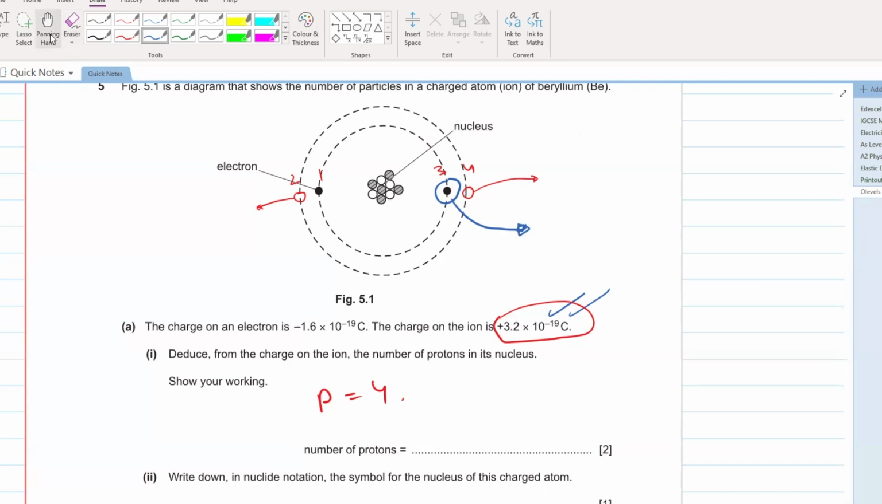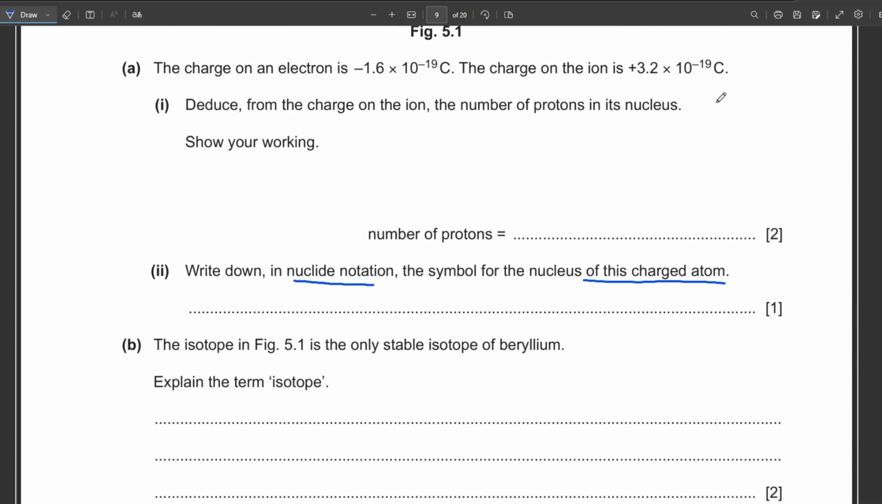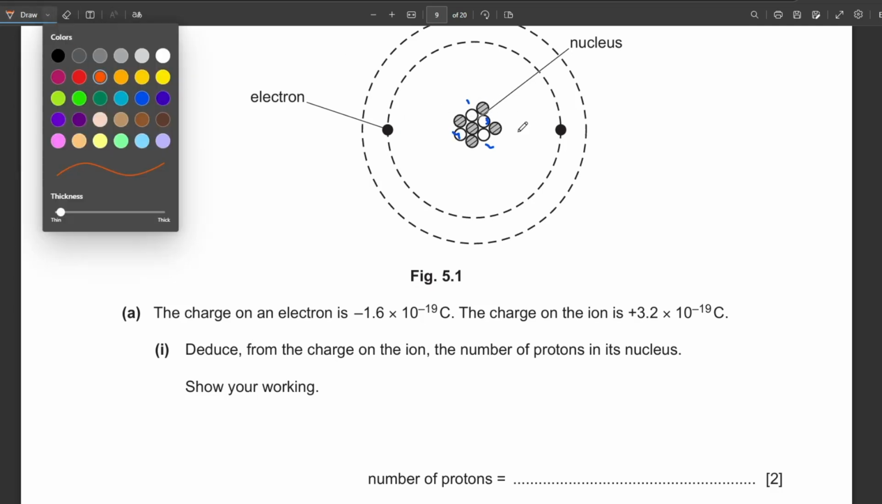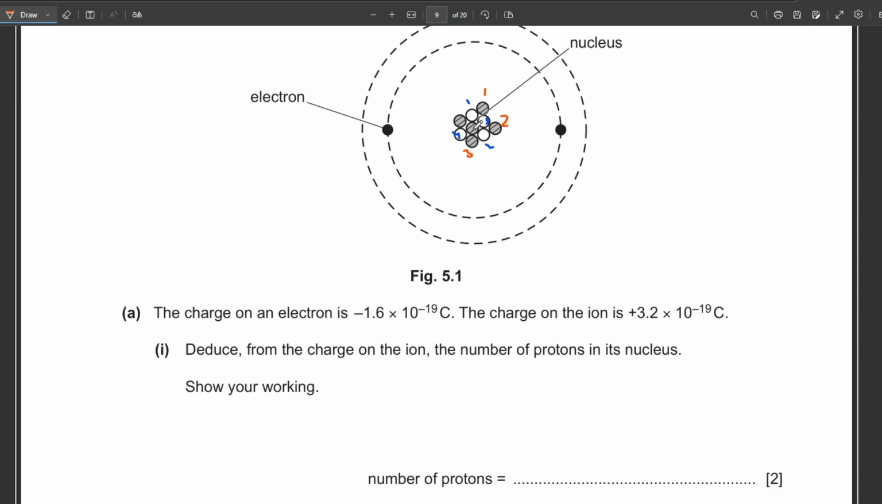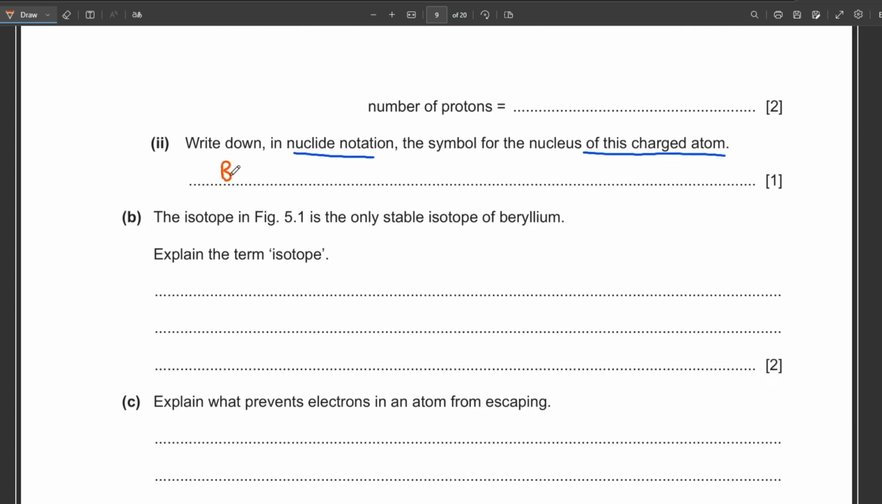Perfect. Okay, so you also have to tell the nuclide notation of the charged atom. Can you realize this has 4 protons? 1, 2, 3 and 4. How many nucleons do you have in total? 1, 2, 3, 4 protons. And how many neutrons do you have? 1, 2, 3, 4, 5. So there are 5 neutrons and 4 protons. How are you going to write the nuclide notation? Very, very easy. Beryllium 4, 9 will be your answer.